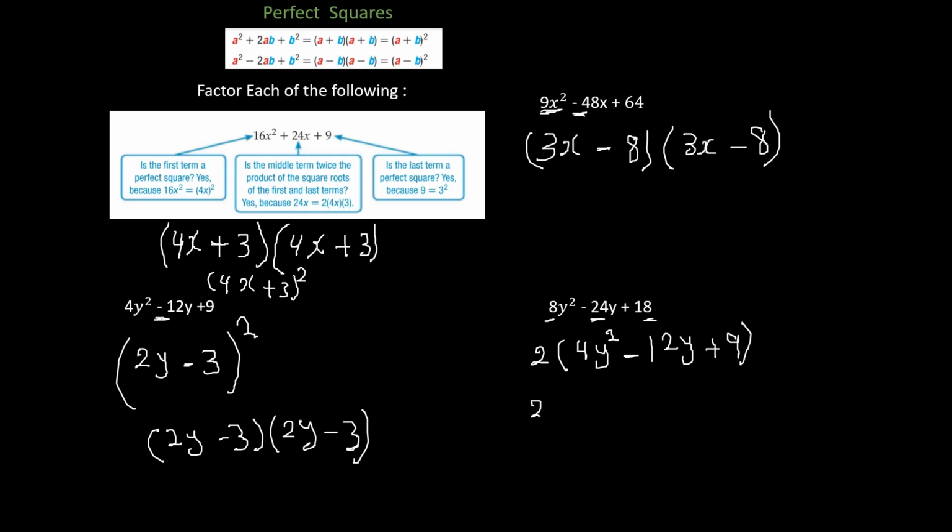Now we can factor this: the square root of 4y squared is 2y, then minus because the middle term is minus, the square root of 9 is 3, and the other bracket will be 2y minus 3.